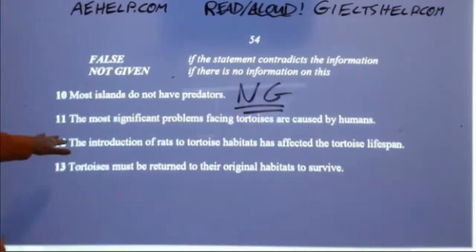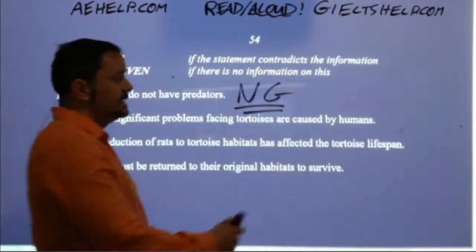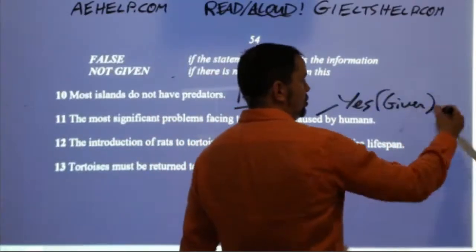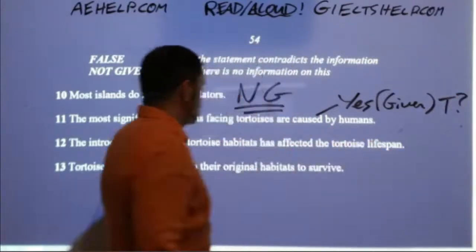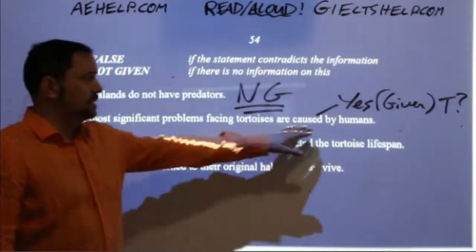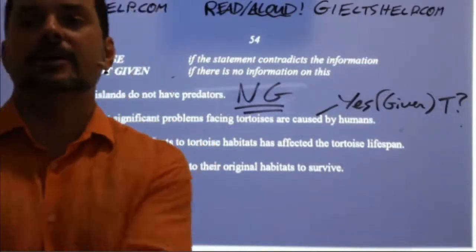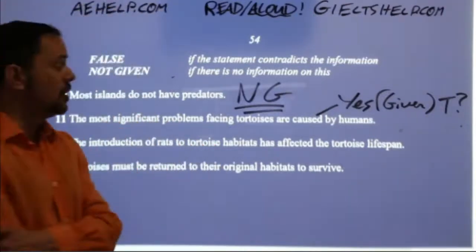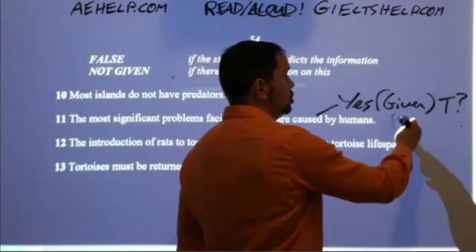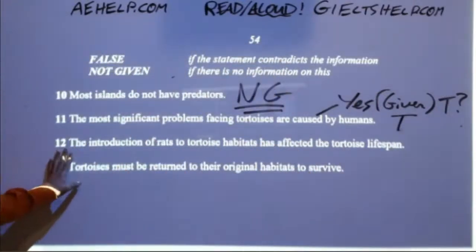All right, the most significant problems facing tortoises are caused by humans. Is it important? Yes, definitely. So it's given. Is it true? Is it true that most of the big problems of tortoises are caused by humans? Well, unfortunately, I'm not proud to be a human at this point, but yeah, we cause a lot of the problems for nature, so it's going to be a yes. So it's going to be a true, okay, because it's true, false, not given. So true. Very good, Kyber.